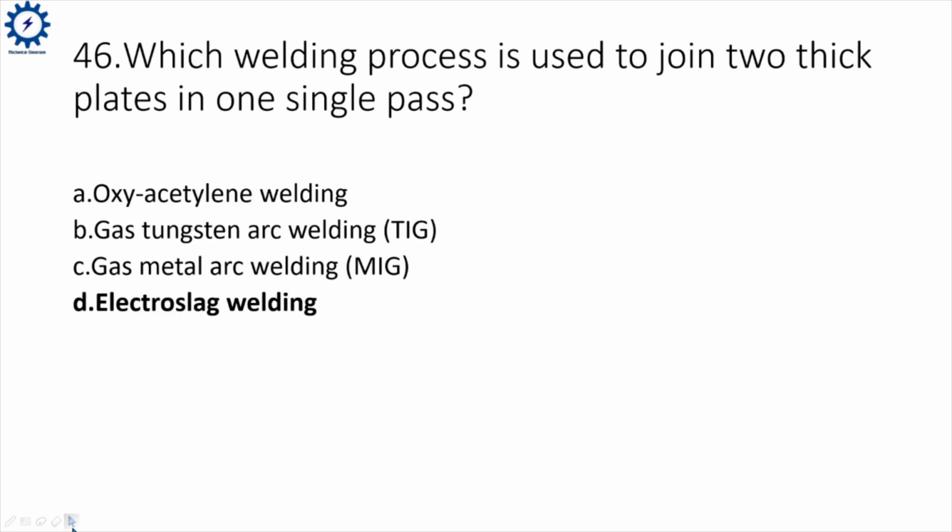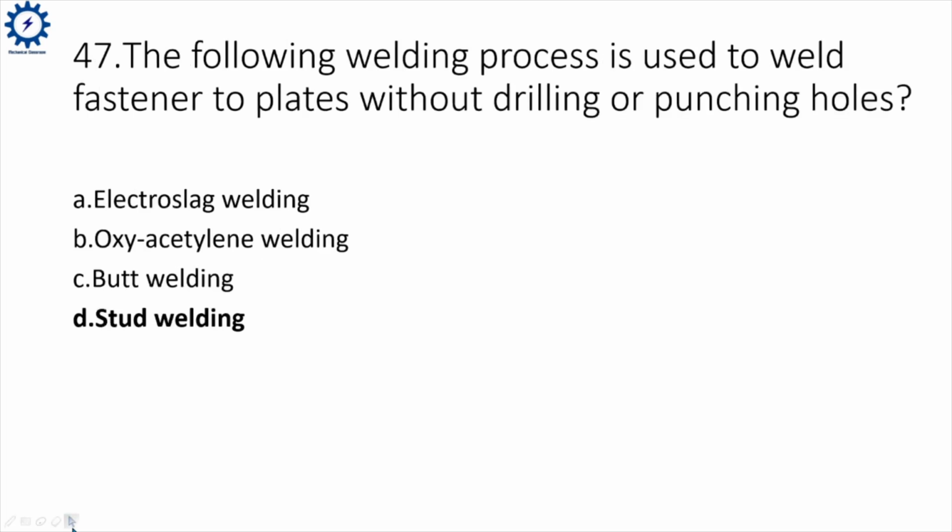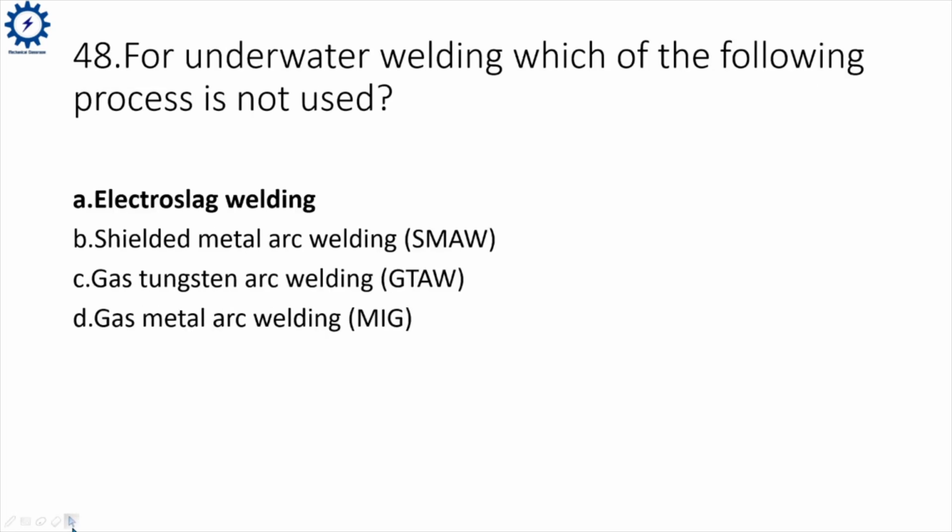Which welding process is used to join two thick plates in one single pass? Correct answer, electroslag welding. The following welding process is used to weld fastener to plates without drilling or punching holes. Correct answer, stud welding. For underwater welding, which of the following process is not used? Electroslag welding.